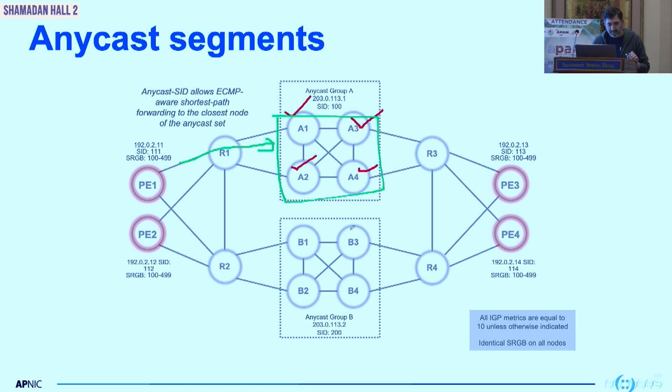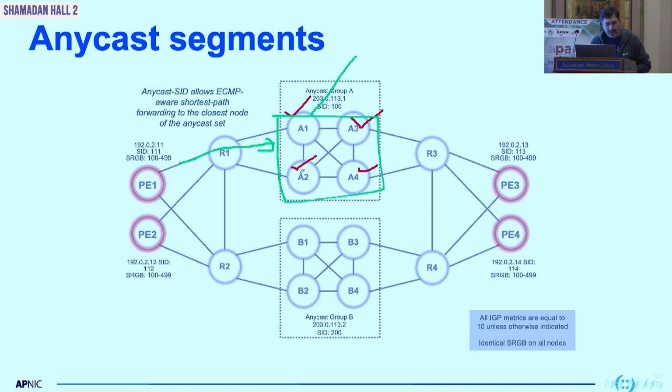Similar for the other 4 nodes, the APNIC SID for them is 200, but they will have individual node SIDs as well. That means if you want to send traffic just to A1 and there is another network attached here, there is no need to send to A2. You can directly send to A1. Then you have to use the node SID.